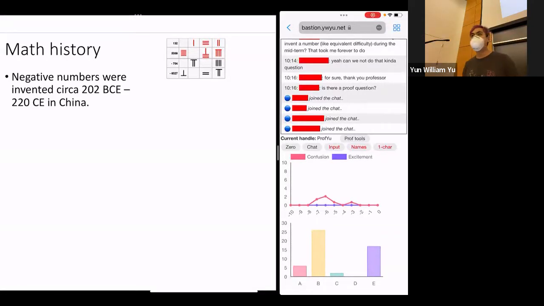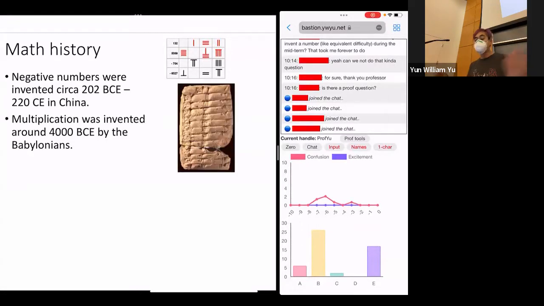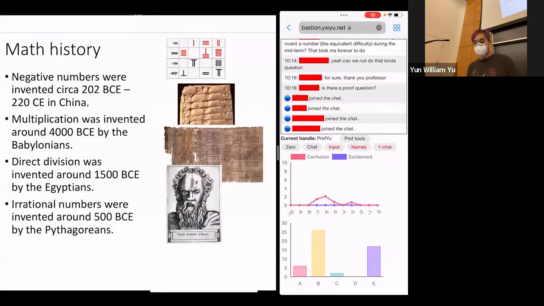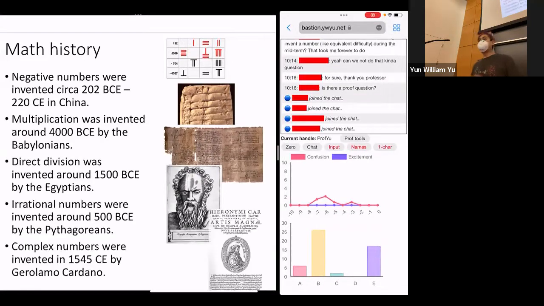Negative numbers were invented around 200 BC to 200 AD. Multiplication was invented a long time ago, around 4000 BC. Direct division around 1500 BC. Irrational numbers were invented around 500 BC. But complex numbers were only invented around 1545.